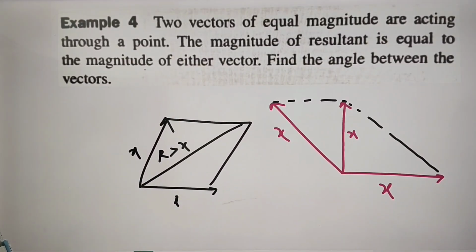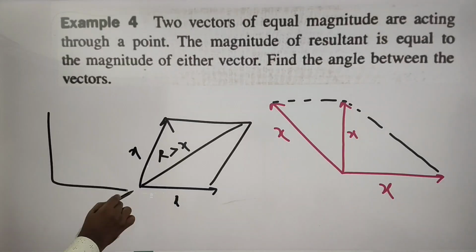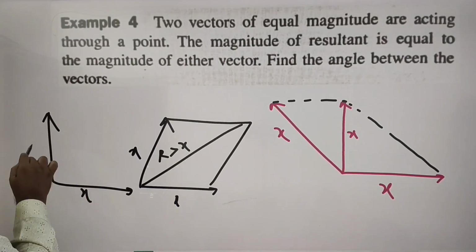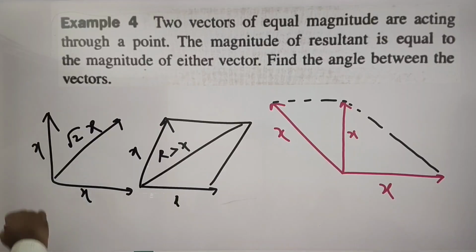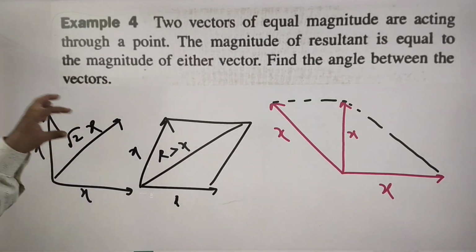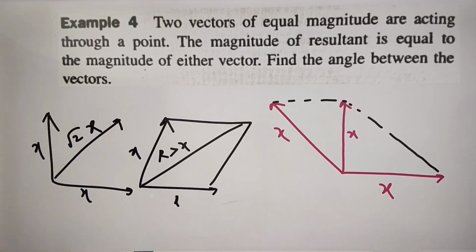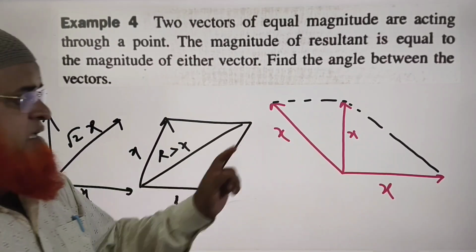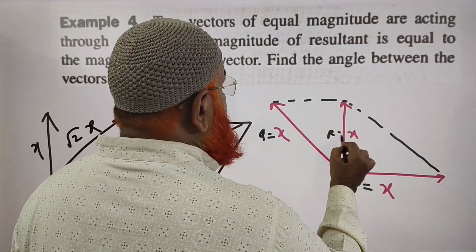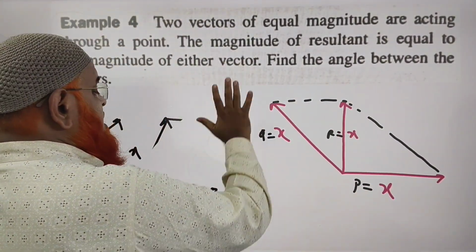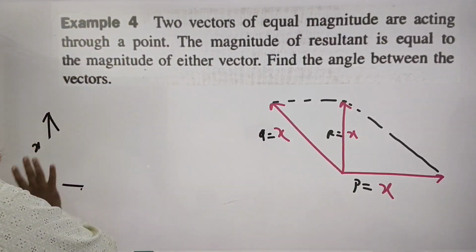Understood or not? Even if you take 90 degrees, if it is x, this is going to be how much? Root 2 x, which is greater than x. That means even if you take 90 degrees, the resultant will be greater than any one of them. That means the angle should be greater than 90. So this is a vector P, this is a vector Q, and this is the resultant vector. Hope you are understanding the concept which I am saying.